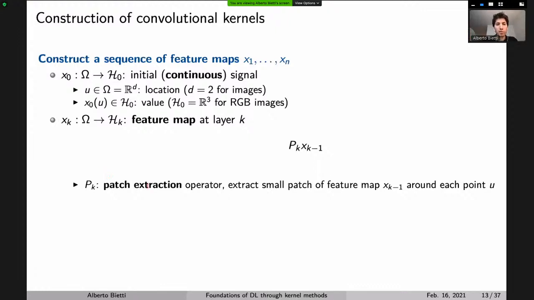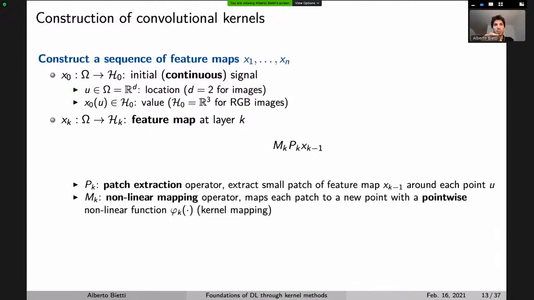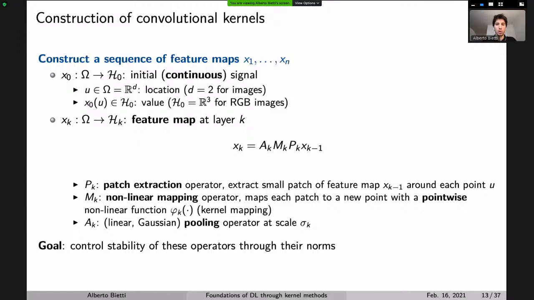So the first operation is usually you extract a patch locally. So this depends on the location. The second operation will be to take this patch and map it to some new Hilbert space through a kernel. And finally, we'll do some local averaging, so some pooling to gain some invariance. I will show you these operators a bit more formally, but the goal, at least in the study of stability, will be to control the norms of these operators, so we can control how these deformations or translations propagate throughout the layers.